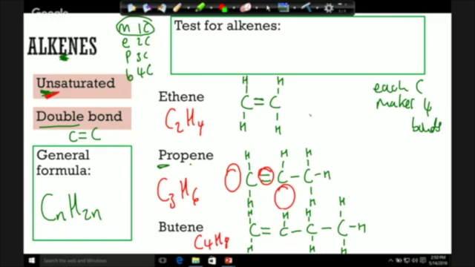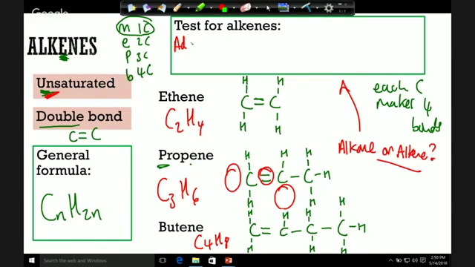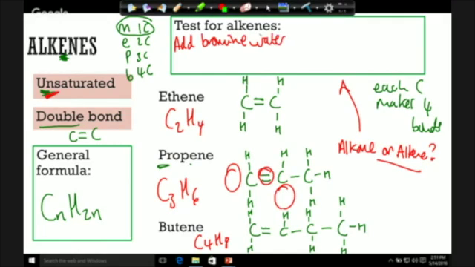Now we can test to see whether something is an alkane, like before, the single bonds, or an alkene. And the test that we do to do that is add bromine water. And if it's an alkene, if it has a double bond, the bromine water will turn orange to colourless.